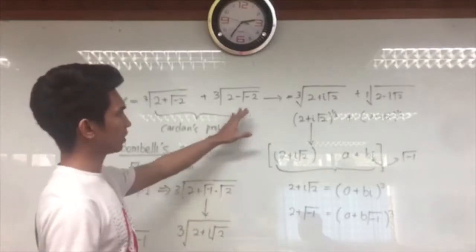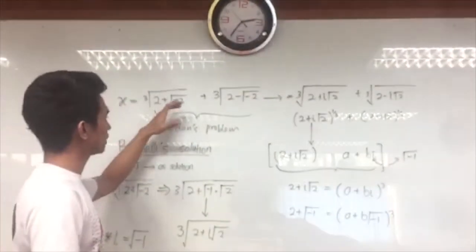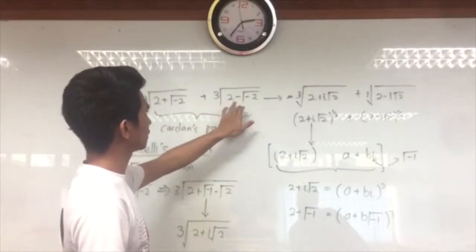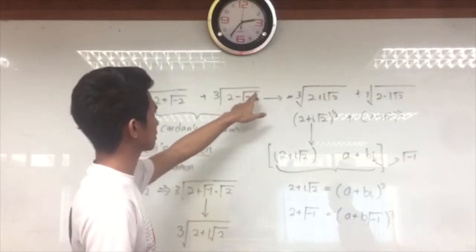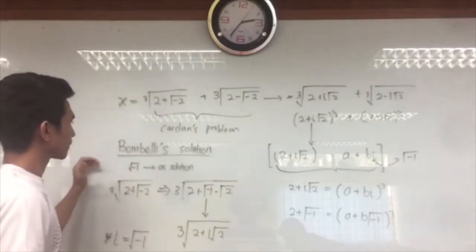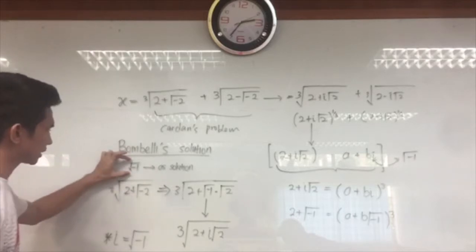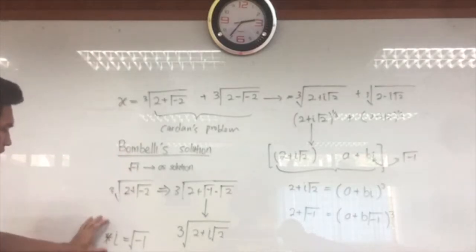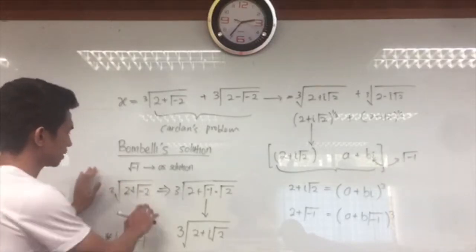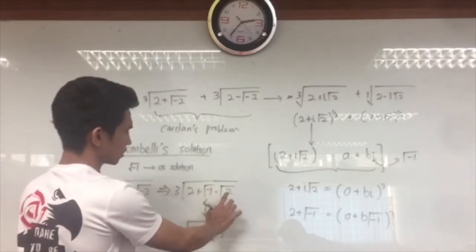So I'm going to explain the Bombelli solution. Bombelli is trying to solve this current problem. It cannot be solved because this contains square root of -2. So Bombelli's solution is he tried to use this square root of -1 as a solution, as we know that square root of -1 is equal to i. So he changed this square root of -2 into square root of -1 times square root of 2.